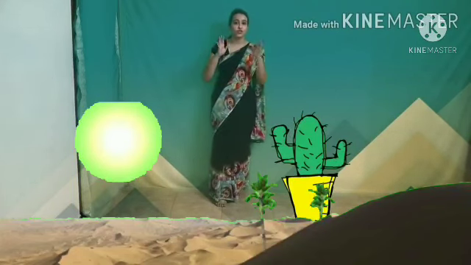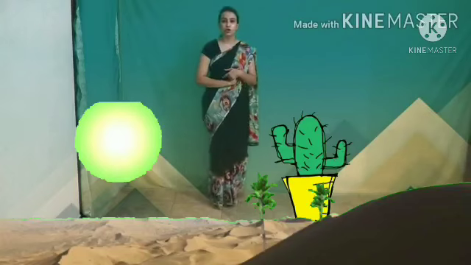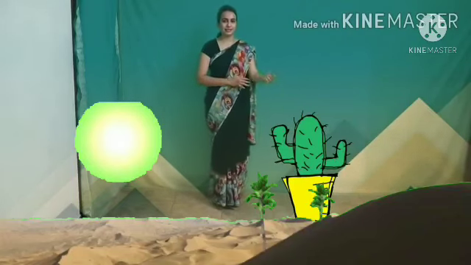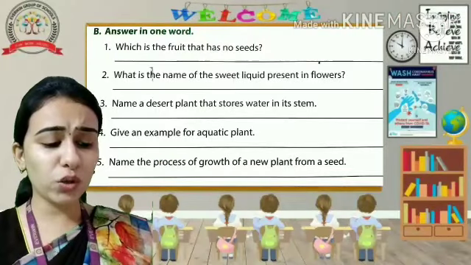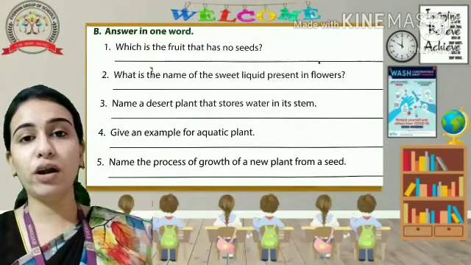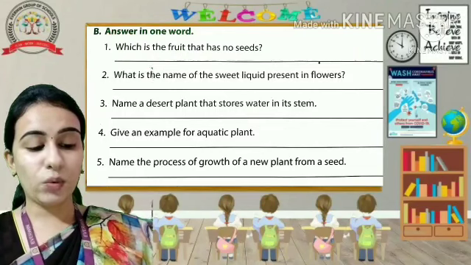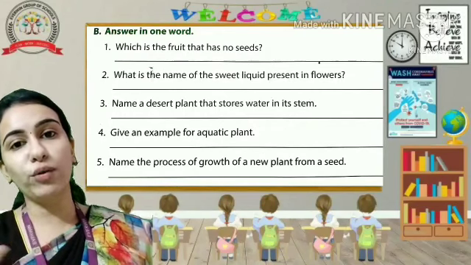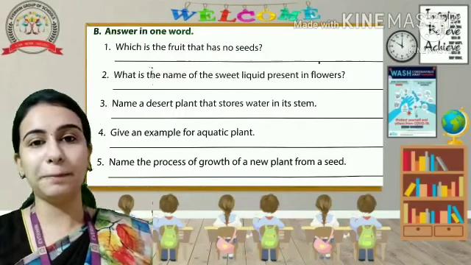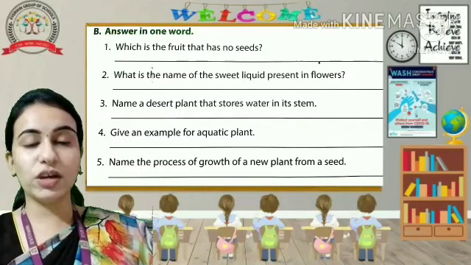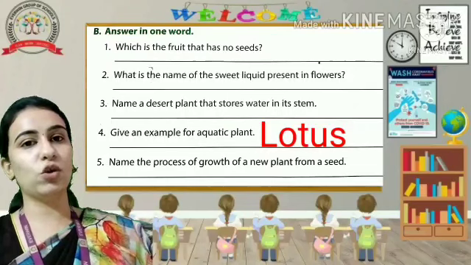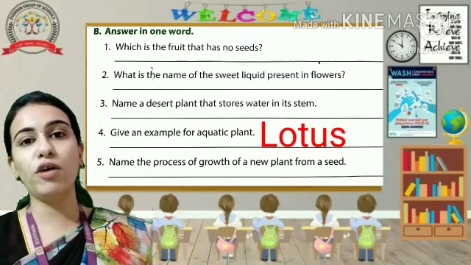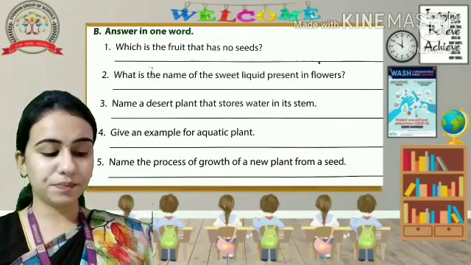So, the plants which grow in desert will store water in their stem. Example, cactus. Fourth question, give an example for aquatic plant. The plants which grow in water are called aquatic plants, right? So they are asking us to give one example. So lotus. Lotus will grow in water, right? Ponds and all. So lotus is an example of aquatic plant.